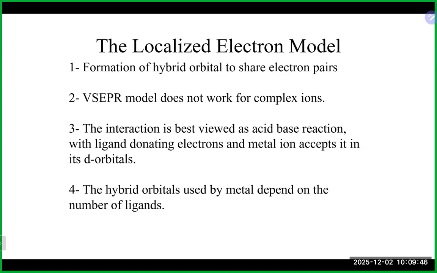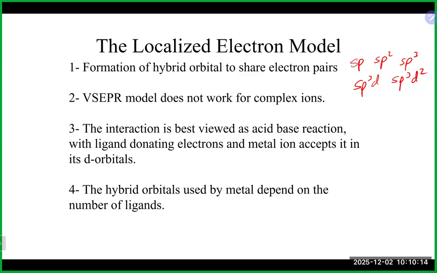All right. The next thing we're going to talk about is the bonding that occurs with complex ions and where the electrons are. This is sometimes referred to as a localized electron model, the formation of hybrid orbitals, where the two share electrons. Those are like our sp, sp2, sp3, sp3d, sp3d2, so the combination of s and p orbitals.